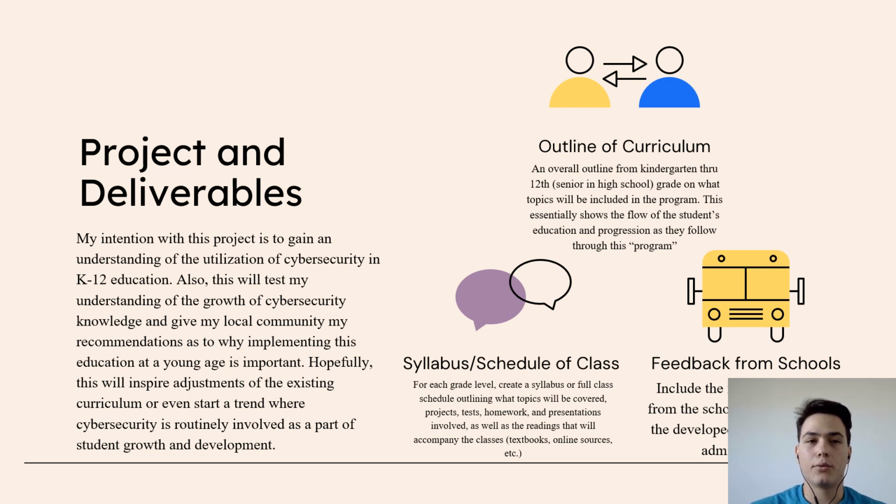The third deliverable is, once I go back to the 3 schools that I talked about during the research phase, I'll present to them: this is the curriculum that I have created and my outline of what I think you should implement. Then I'll have a sit-down talk with them about it, and whatever feedback they may give me, I'll include that in the deliverables as well.